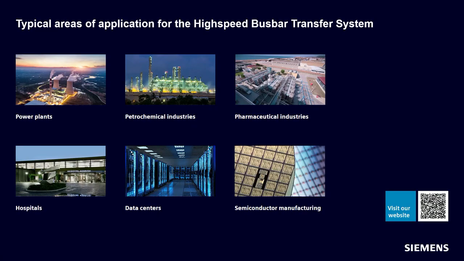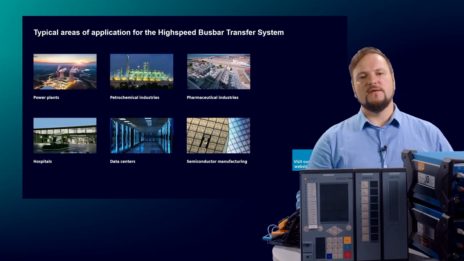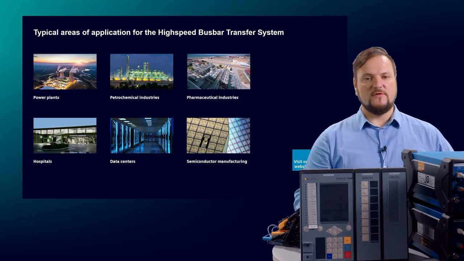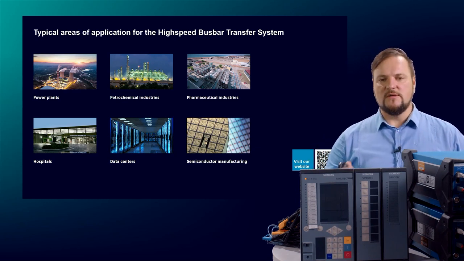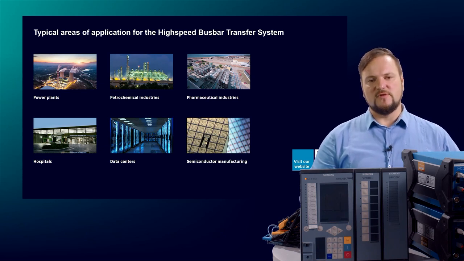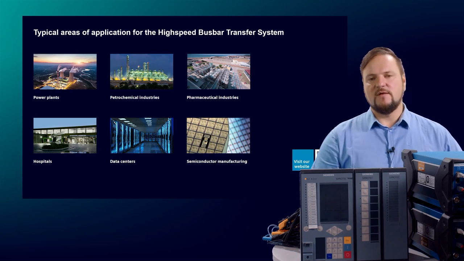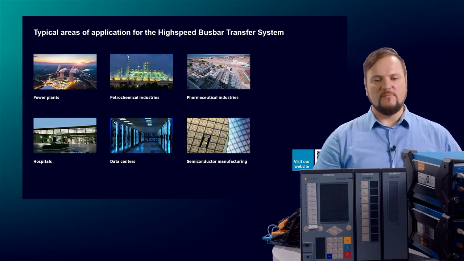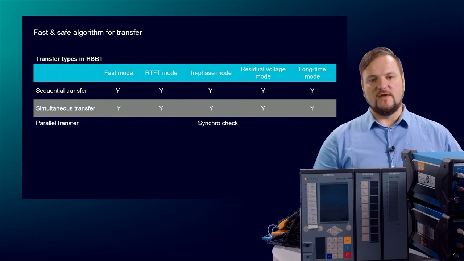So let us have a closer look at which typical applications we need to use a high-speed busbar transfer system. For example, in power plants, petrochemical industries, pharmaceutical industry, hospitals, data centers, or semiconductor manufacturing. You can imagine in all these kinds of applications we need a continuous, uninterrupted power supply. Especially when we think about nuclear power plants, at any time we need to supply the voltage or the power for the cooling pumps. This is also a safety reason.